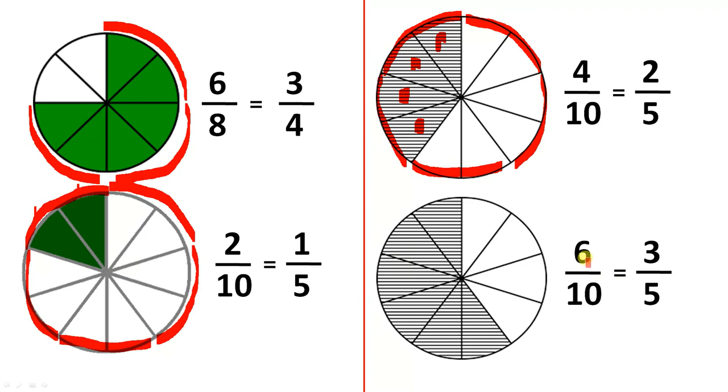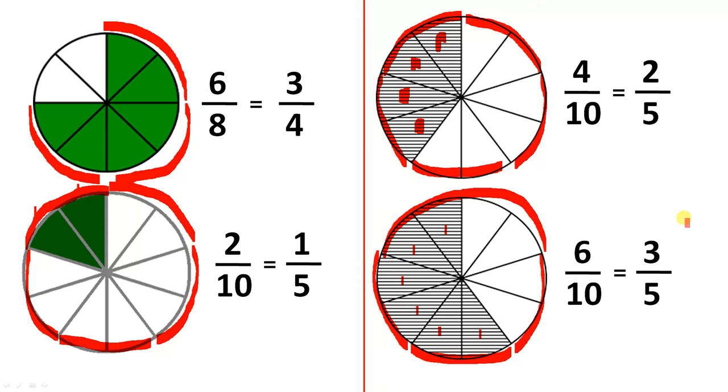And finally we have 6 over 10. We have 10 slices of the pizza. This time 6 of them are shaded. 1, 2, 3, 4, 5, 6. That's why we have 6 over 10. And that equals 3/5. And the reason is 1/5, 2/5, 3/5, 4/5, 5/5. So that's why the shaded section equals 3 over 5.